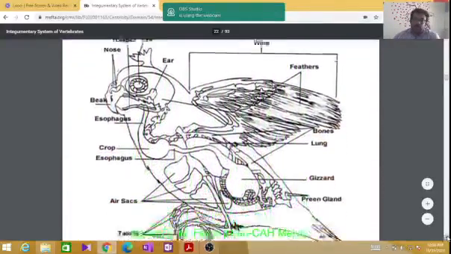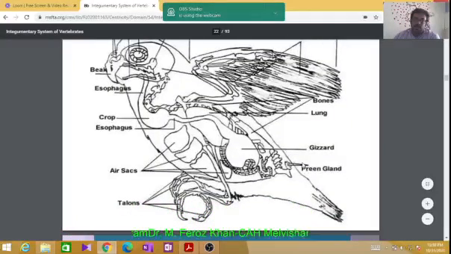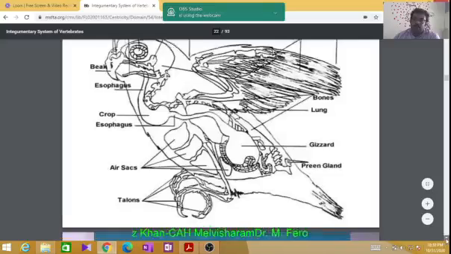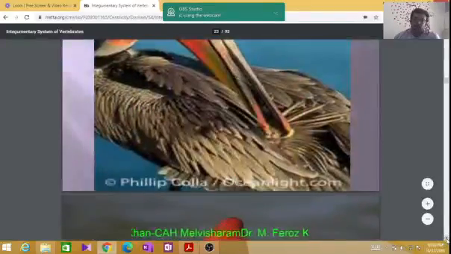See this structure. This is the preen gland. Using the beak, the birds rub the gland, remove the oil, and massage it over their body. This is an example.